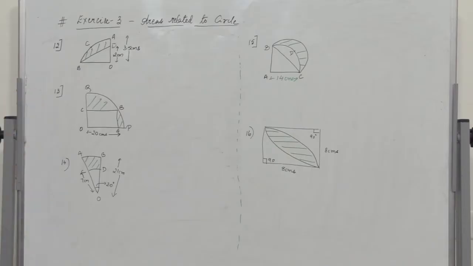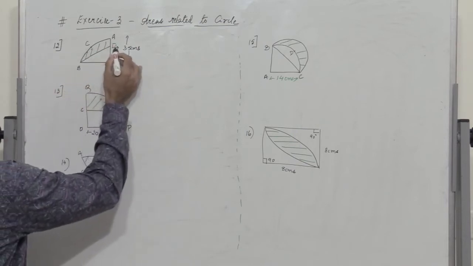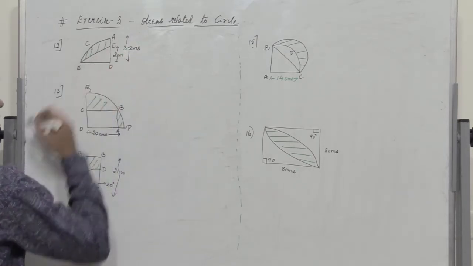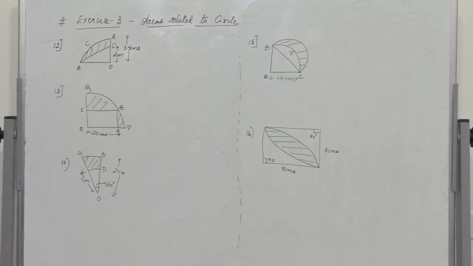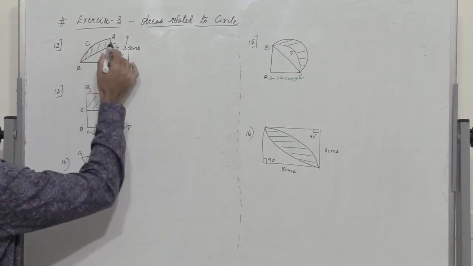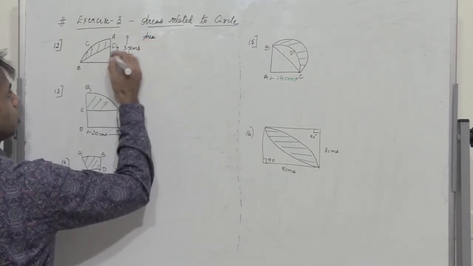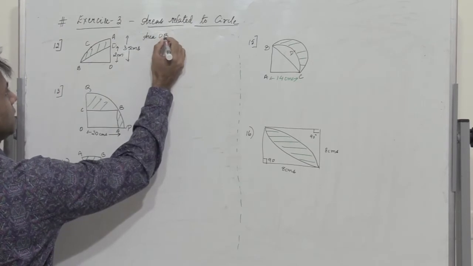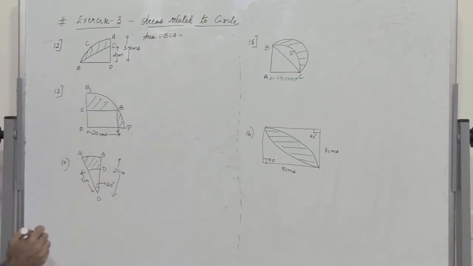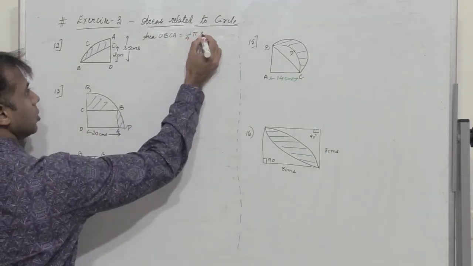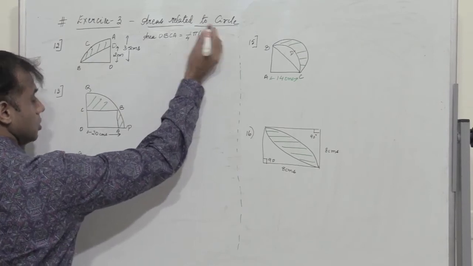Next, problem 12. We need to find the area of this shaded region where OD is 2 centimeters and the radius of this quarter circle is 3.5 centimeters. So first let us try to find the area of the quarter circle, OBCA. So it is 1/4 the area. So I can write it as 1/4 into pi into r, which is 3.5, the whole square.